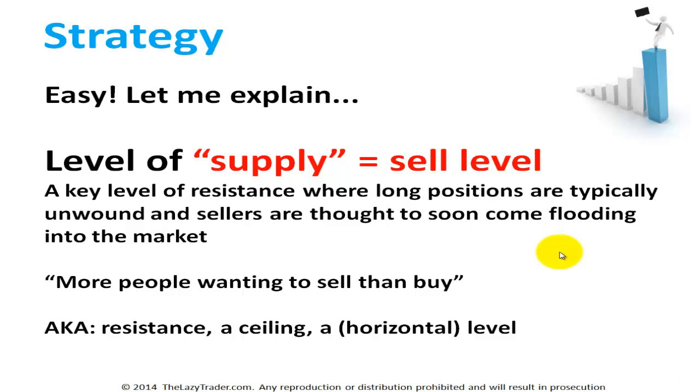So this will be at a point where there'll be more people wanting to sell than buy. And of course, in the interest of simplicity, a level of supply can also be termed just simply a level of resistance, a ceiling or a horizontal level. So to make it simple for you, you could just say to yourself, a level of supply is exactly the same as a level of resistance.